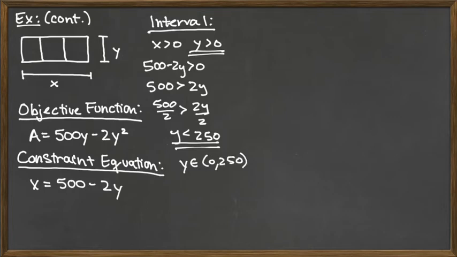Okay, so now we have our objective function in the single variable y. We know that the interval for which we are optimizing over is the interval where y is between 0 and 250. And so at this point, we are ready to optimize.